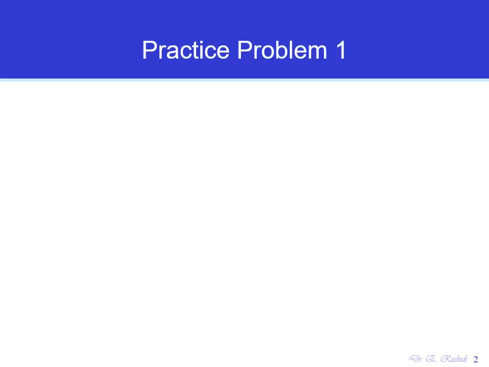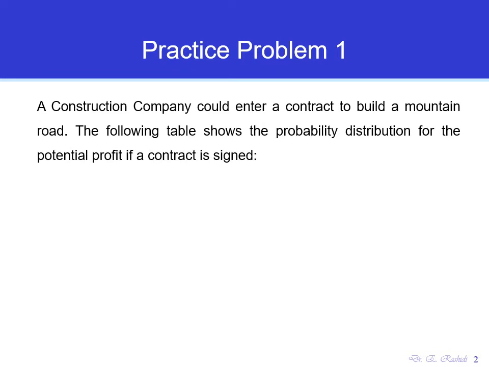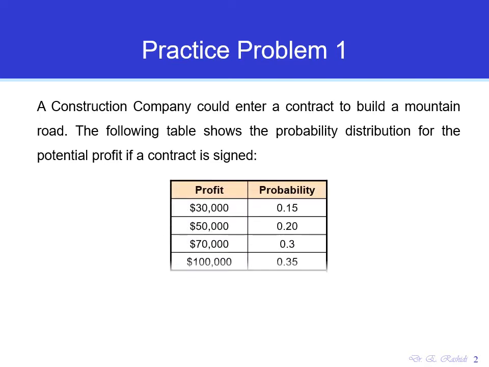Let's work on a practice problem. A construction company could enter a contract to build a mountain road. The following table shows the probability distribution for their potential profit if they enter or sign the contract. So we have this probability distribution. The first column shows the possible profit that they will make, and the second column shows the corresponding probability.